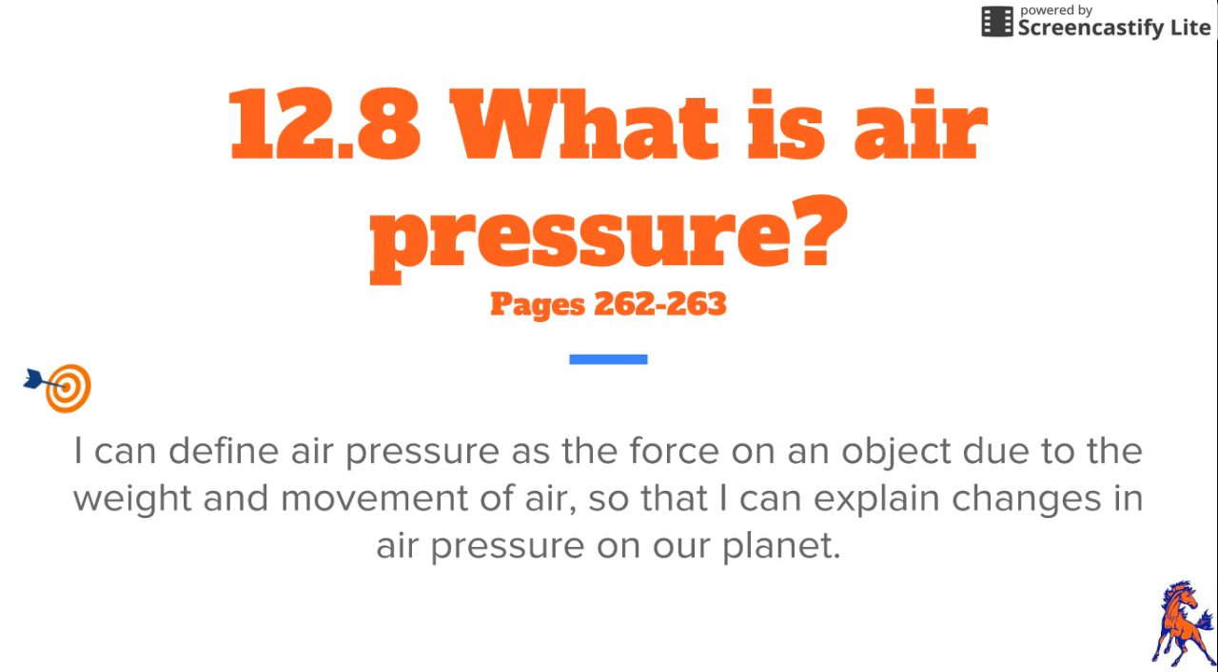Air pressure. Earth's atmosphere is made up of a mixture of gases. This mixture is called air. Air molecules are in constant motion and are pulled towards Earth's center by gravity. The force of all the moving air molecules causes air pressure. Most of the air in Earth's atmosphere is concentrated near Earth's surface. So air pressure is greatest near Earth's surface and decreases as altitude increases.